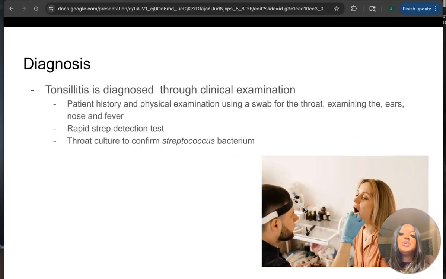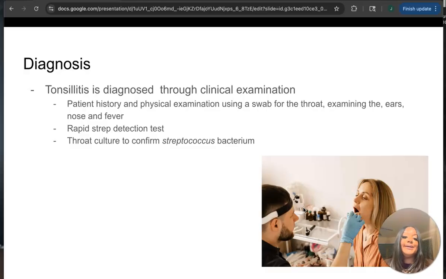Yes. So for the diagnosis, tonsillitis is diagnosed through clinical examination. If you just go to your regular primary care physician or to your local CVS or Walgreens, you will be able to get diagnosed if you're having a sore throat. They'll go by your patient history, so if you have a history of sore throats or tonsillitis, they will go based off of that, but they'll also do a physical examination using a swab.